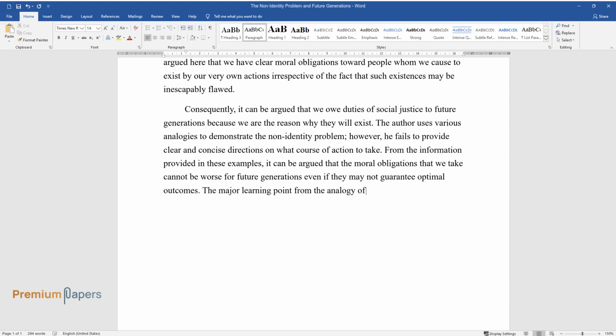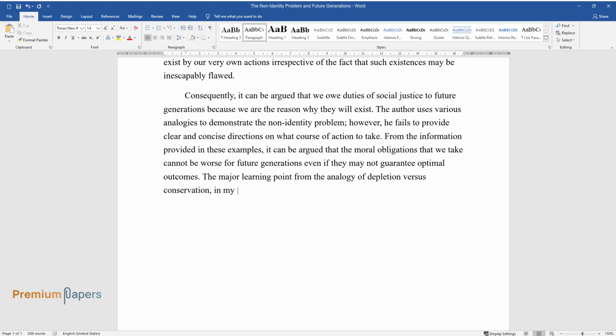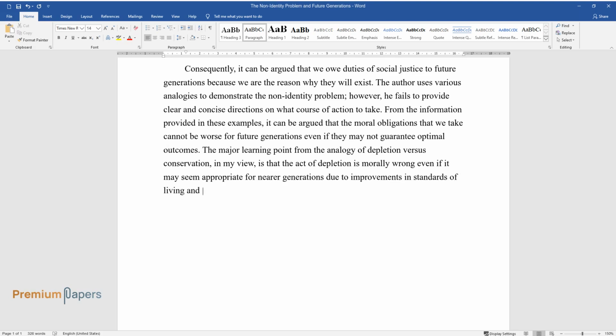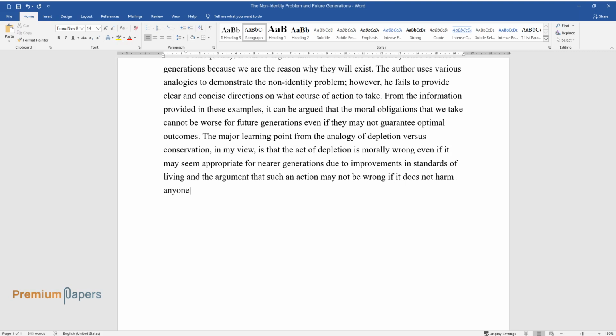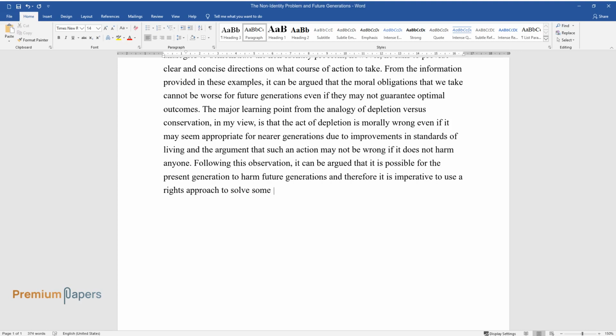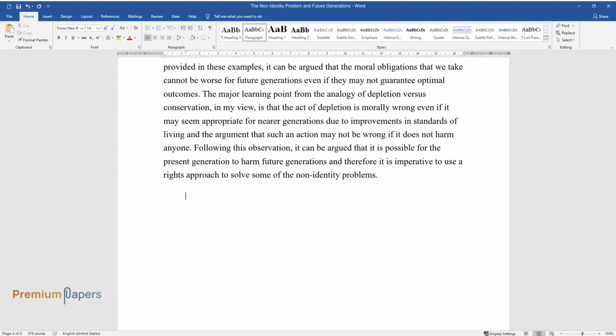The major learning point from the analogy of depletion versus conservation, in my view, is that the act of depletion is morally wrong even if it may seem appropriate for nearer generations due to improvements in standards of living, and the argument that such an action may not be wrong if it does not harm anyone. Following this observation, it can be argued that it is possible for the present generation to harm future generations, and therefore it is imperative to use a rights approach to solve some of the non-identity problems.